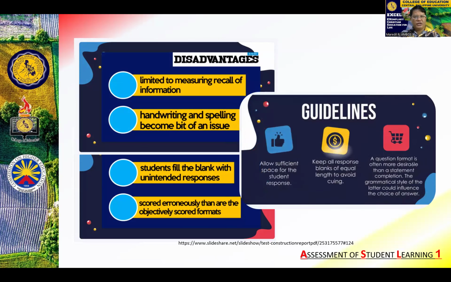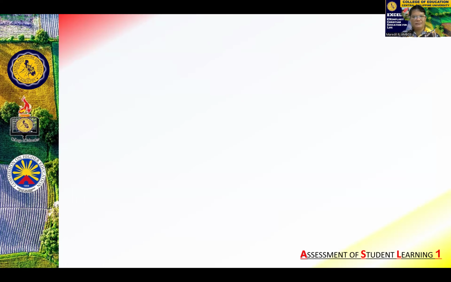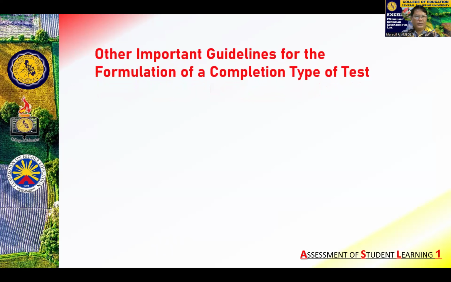formats. Okay, for the guidelines, we need to allow sufficient space for the student response. Then we keep all response blanks of equal length to avoid cueing. And the question format is often more desirable than, of course, the statement completion. So the grammatical style of the latter could influence, of course, the choice of the answer. We have some important guidelines for, of course, the formulation of a completion type of test.